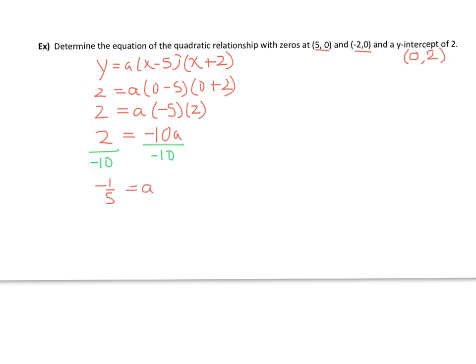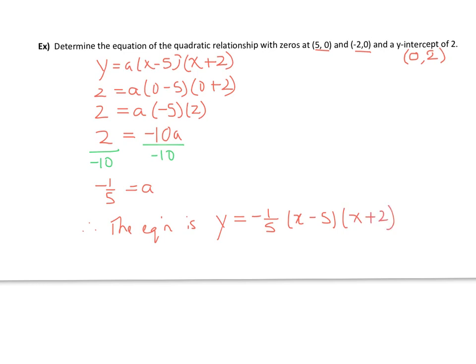So then the equation is y, and I could use f of x, it doesn't matter, they mean the same thing, equals negative 1/5, so this parabola will be wider and opening down, and it's going to be x minus 5 in one bracket and a factor of x plus 2.